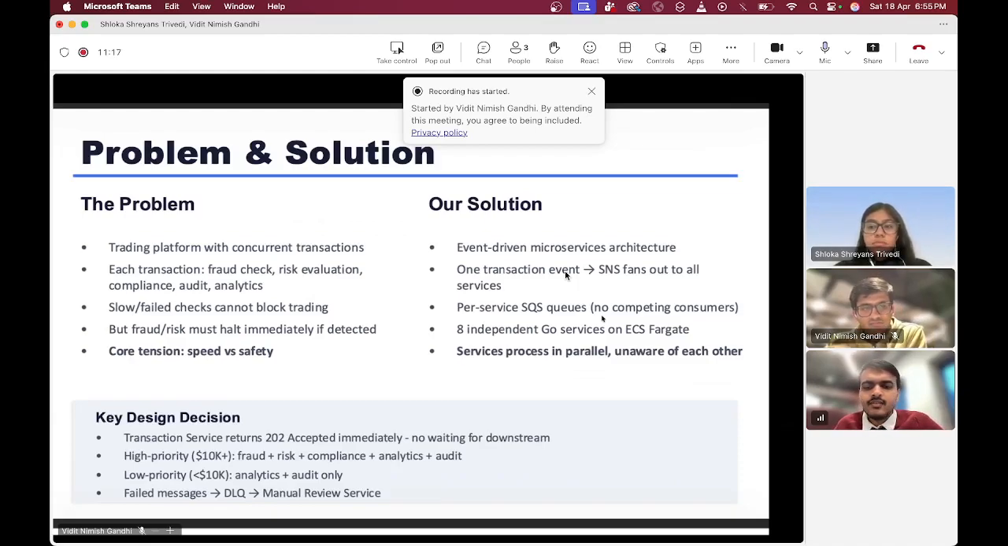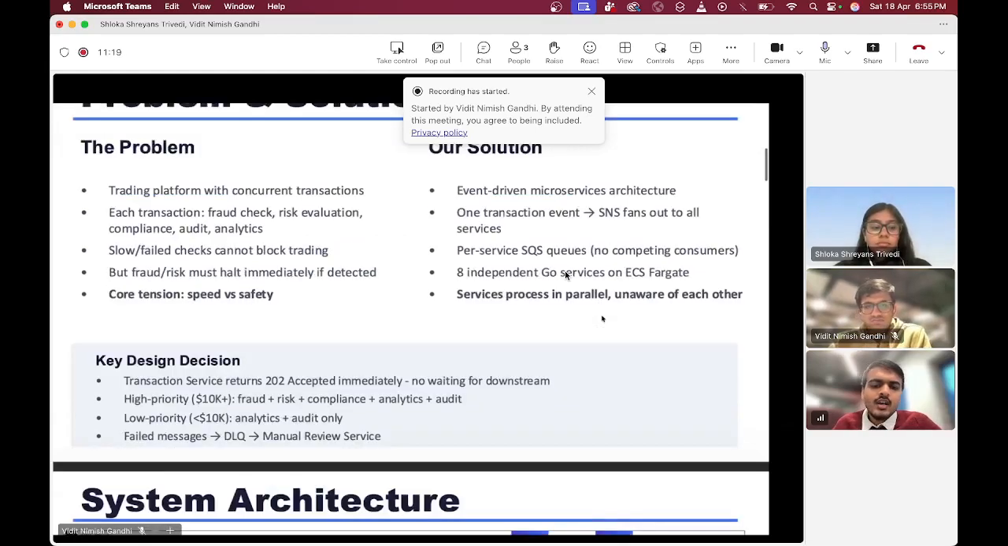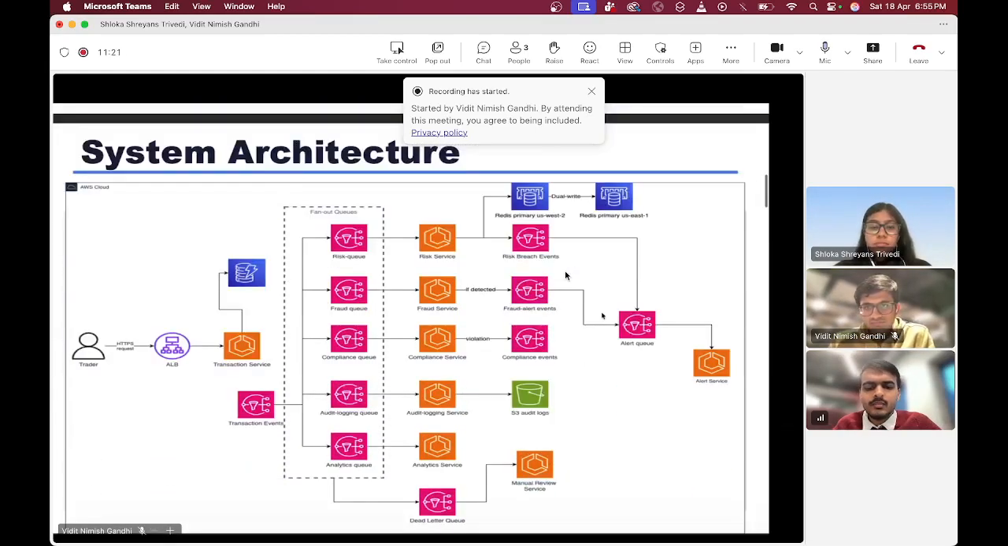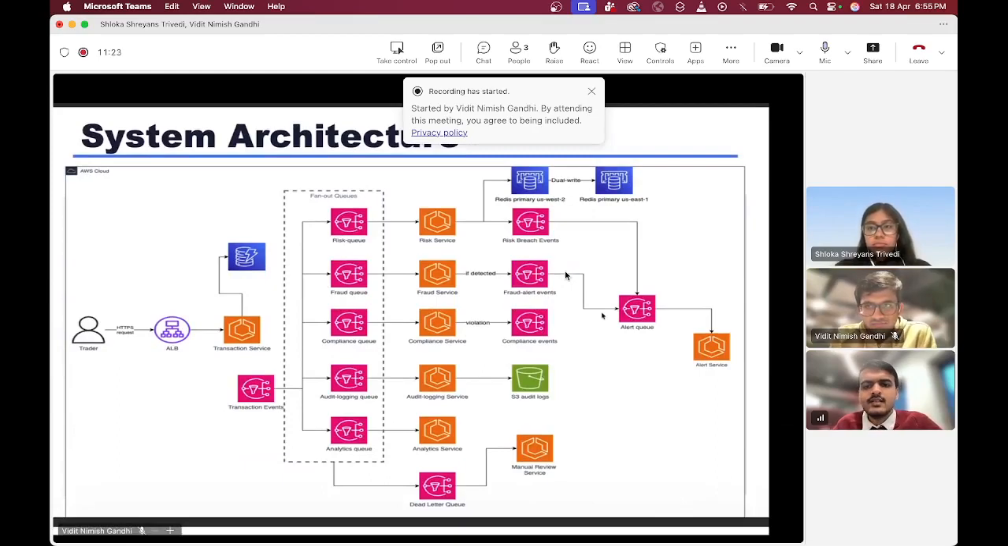The SNS then fans out that event to the per-service SQS queues, as you can see in the diagram, where every relevant service gets its own copy. Fraud, risk, and compliance each have their dedicated queue for high priority transactions, and analytics and audit logging have their own queues, which receive all transactions regardless of priority.